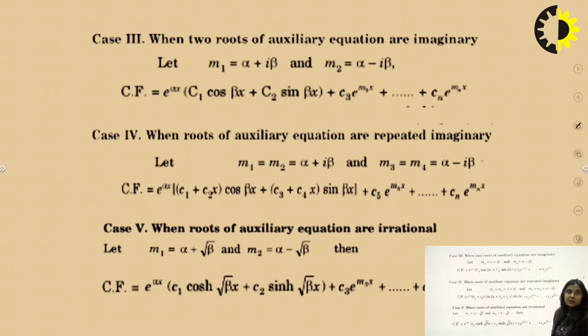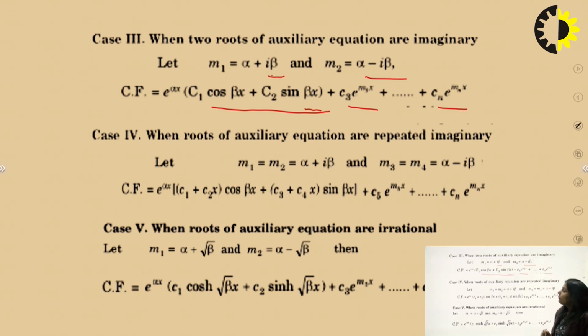Now case third, when two roots of the auxiliary equation are imaginary, let m1 = alpha + i beta and m2 = alpha - i beta. This root is conjugate to this root, and all other roots m3, m4, m5 are distinct and real. So for imaginary roots, the term of CF will be e^(alpha x) (c1 cos beta x + c2 sin beta x), and plus c3 e^(m3 x) for real roots.